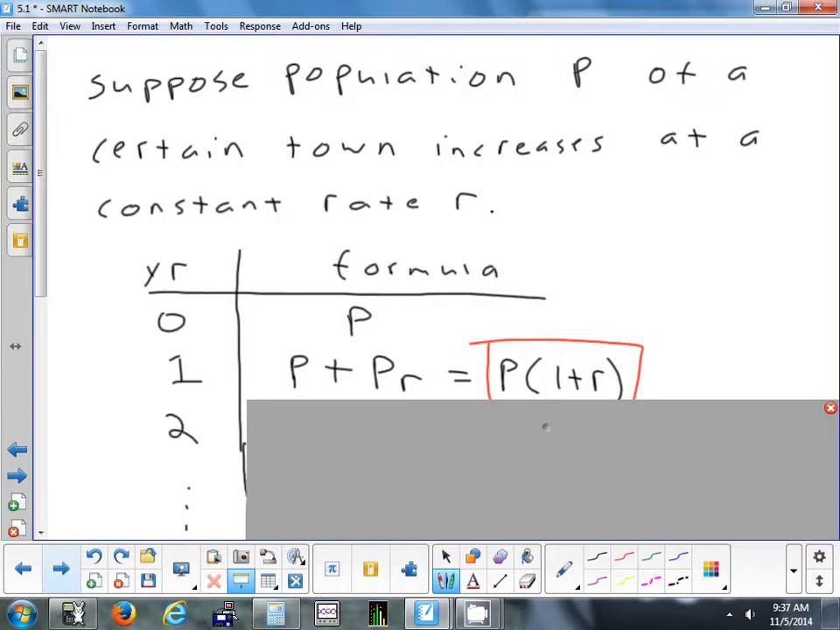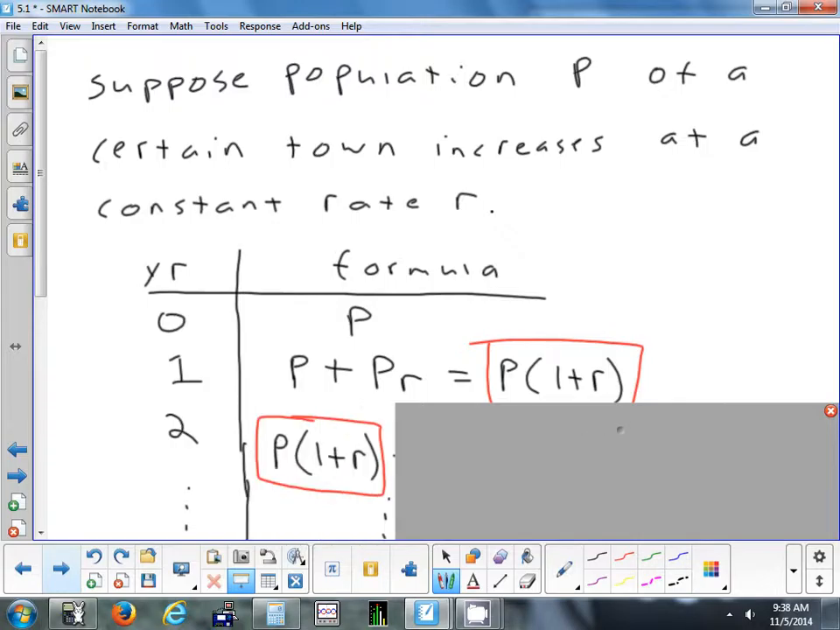So let's say you had a population of 100 and it was increasing at 2%. Well, the first year you had your population of 100 plus 100 times 2%, which is 2. And then 100 plus 2 would give me 102 people. And now the next year, what's our new population that we're starting out with in year 2? It's not P anymore. What's our initial population for year 2? Yep. So that's your initial amount, and then you're going to increase that amount by r.